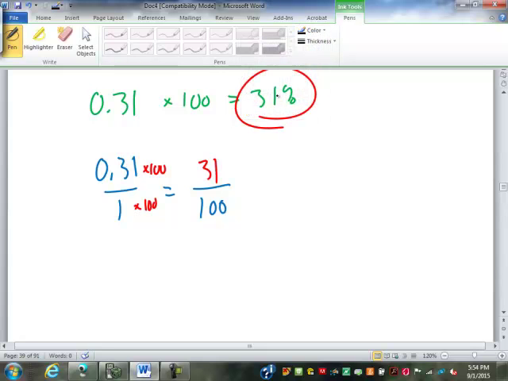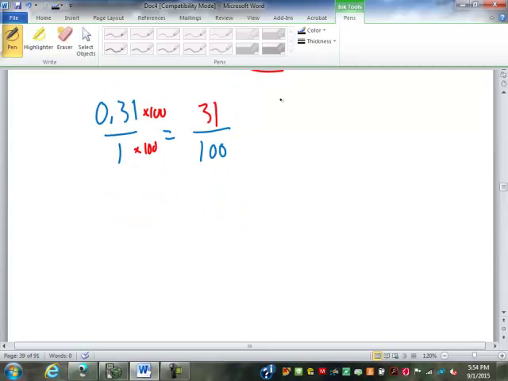Again, for our purposes, we can just move the decimal point back those 2 places. So if I have 0.41, what is that as a percent?